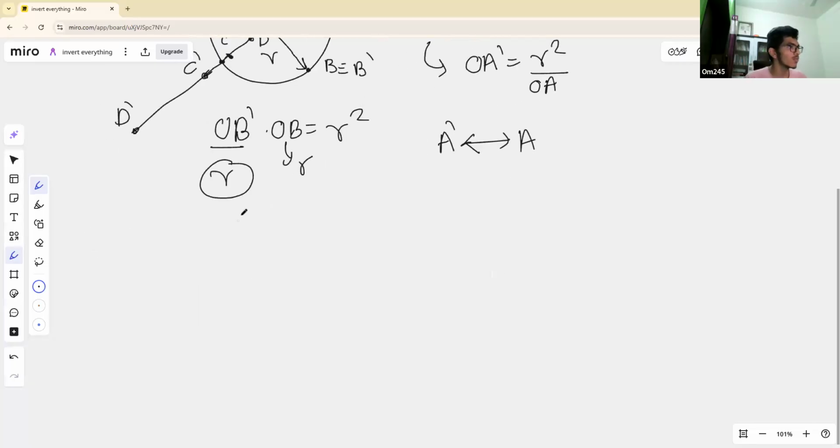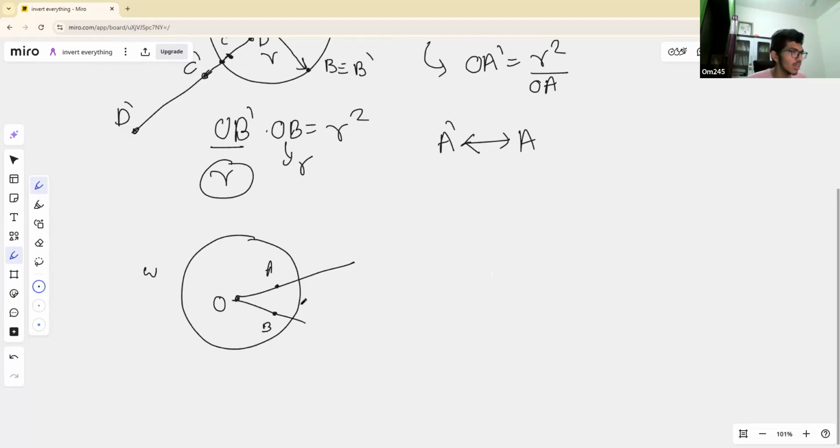Let's start with proving some properties. First of all, consider this circle omega, and now consider some two points A and B, and consider their images. They will look something like this.